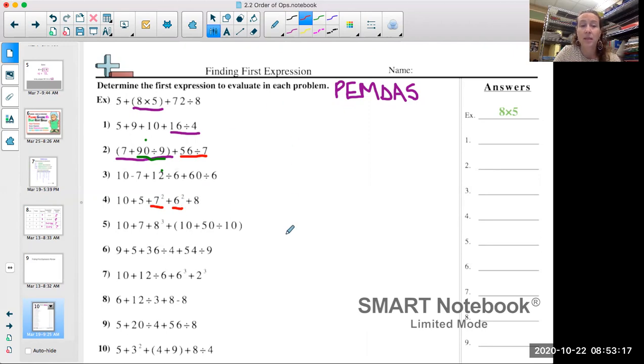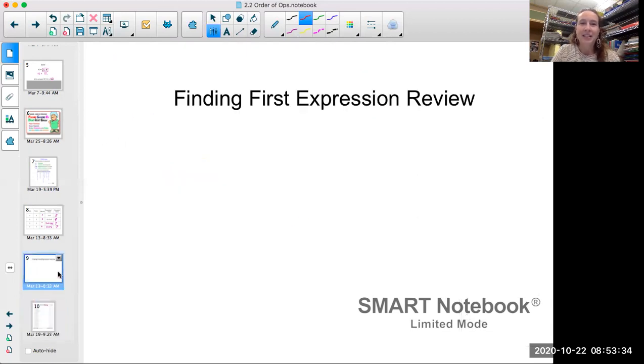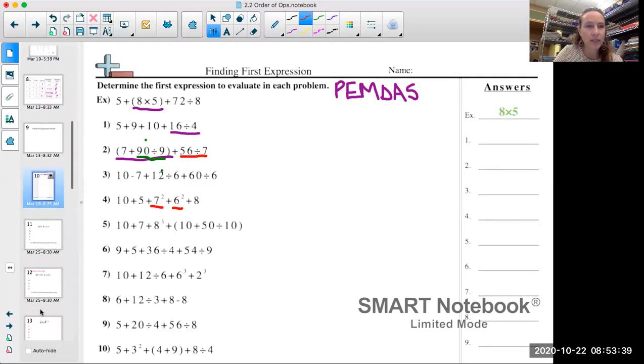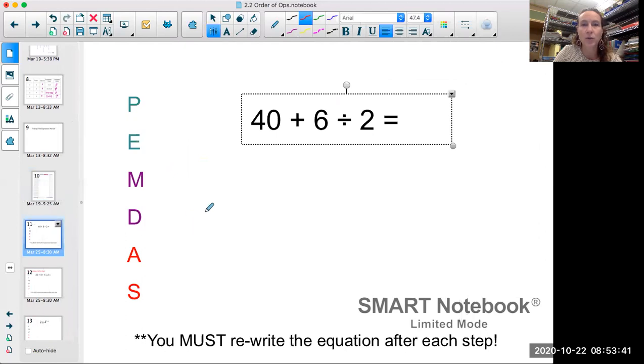So you can see how we have to go through that checklist of PEMDAS. We have to go through and find what's going to come first, then next, then after that, in order to solve these problems. We're going to work on an example using this PEMDAS. We must rewrite the equation after each step.